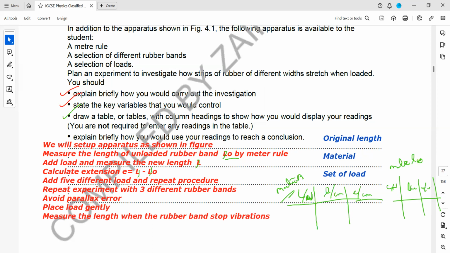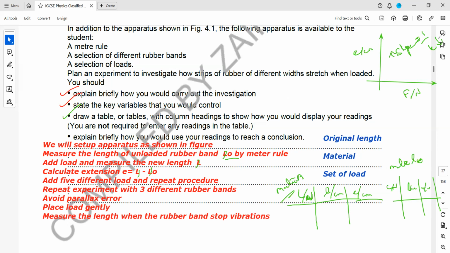How would you use your readings to reach a conclusion? So again, what we will do, we'll plot a graph. Here we are changing the load and extension changes. So load is independent and extension is dependent. So we can plot a graph between load and extension, and we can compare the gradients. But remember, for an extension and load graph, the slope is reciprocal of k. The one which gets steeper will have a smaller value of k, and a smaller value of k means it will be easy to stretch.